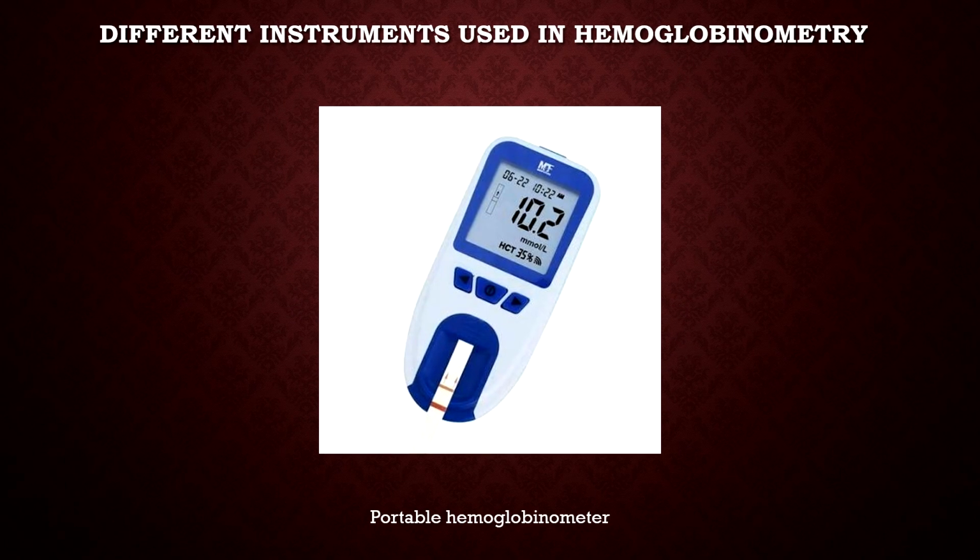So this is the most modern one, which is called the portable hemoglobinometer. We have an idea about the portable glucometer and portable blood pressure machine. Now this is in the market, the portable hemoglobinometer. You have to place one drop of blood here, and it will directly go inside, and the machine will give you the result. And this is the result, you can see here, 10.2 millimole per liter. So there are three major instruments: one is the Sahli hemoglobinometer set, another is the cyanmethemoglobin method, and the third one is for portability.